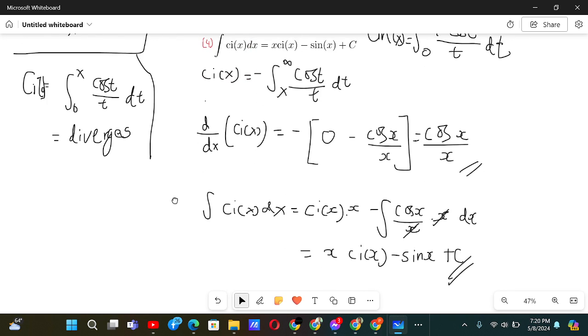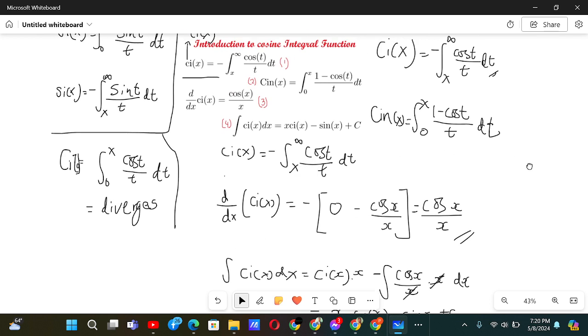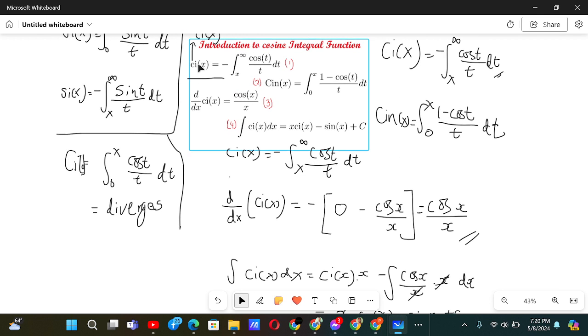So this was it for this video. Just to recap, the cosine integral function is defined as the negative of the integral from x to infinity of cos t by t dt, and a similar other integral goes from 0 to x, where the integrand is 1 minus cos t by t dt. The derivative of Ci is just cos x by x, and the integral of Ci is x Ci of x minus sin x plus c.